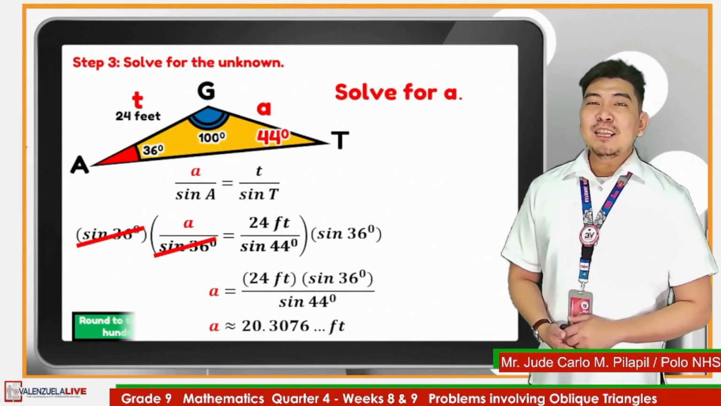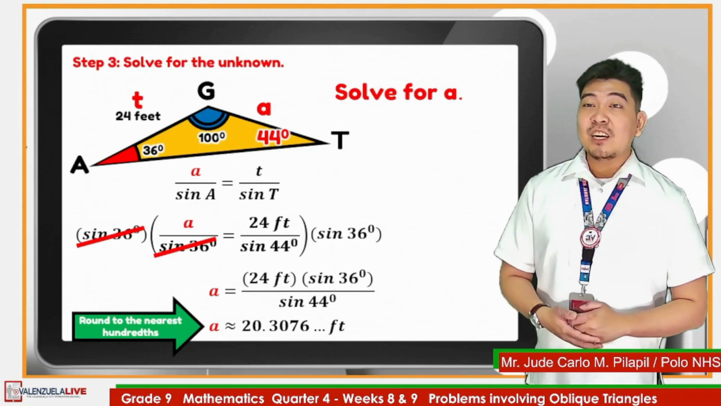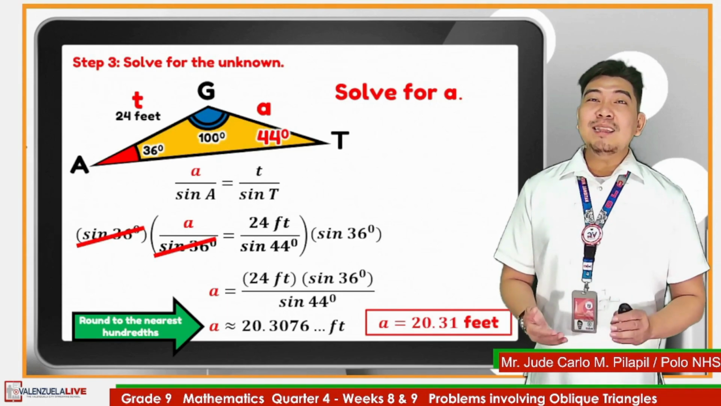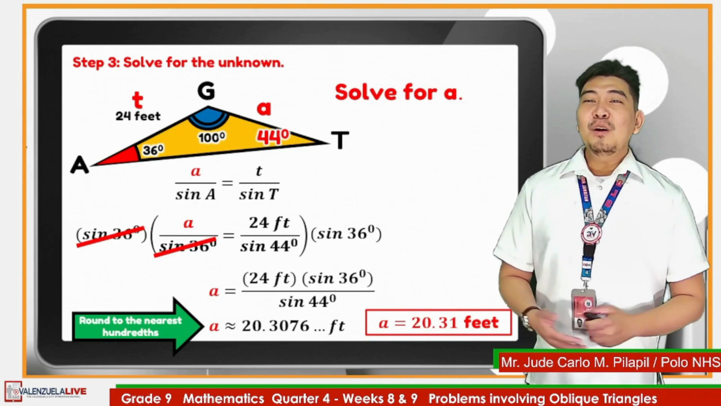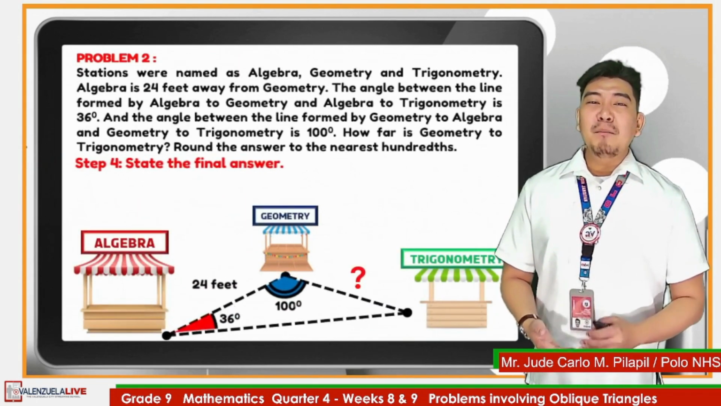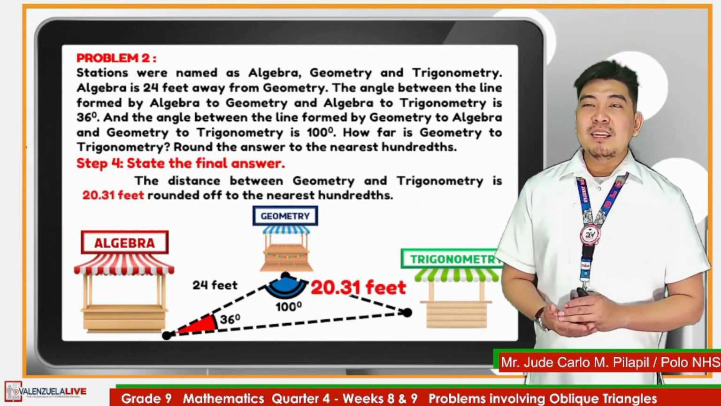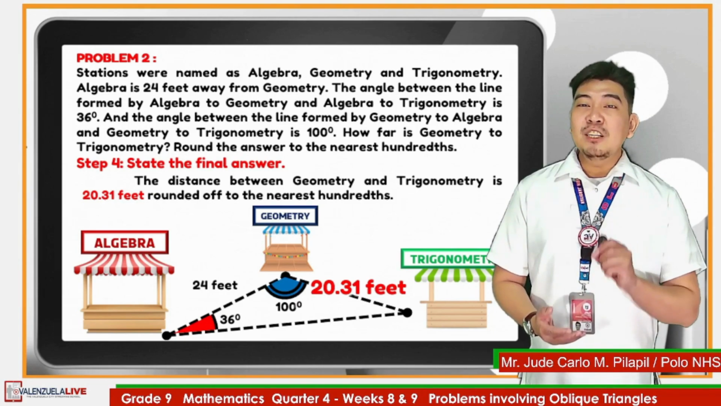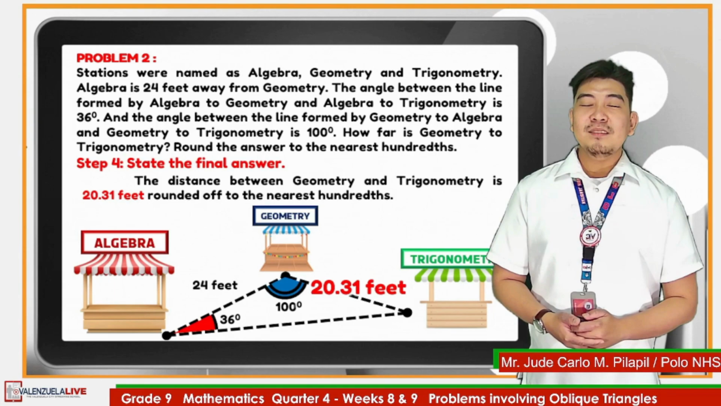Note that in the problem, we should round off the answer to the nearest hundredths. Hence, a is now equal to 20 and 31 hundredths feet. So, to answer the question in the problem, the distance between station geometry and station trigonometry is 20 and 31 hundredths feet, rounded off to the nearest hundredths.